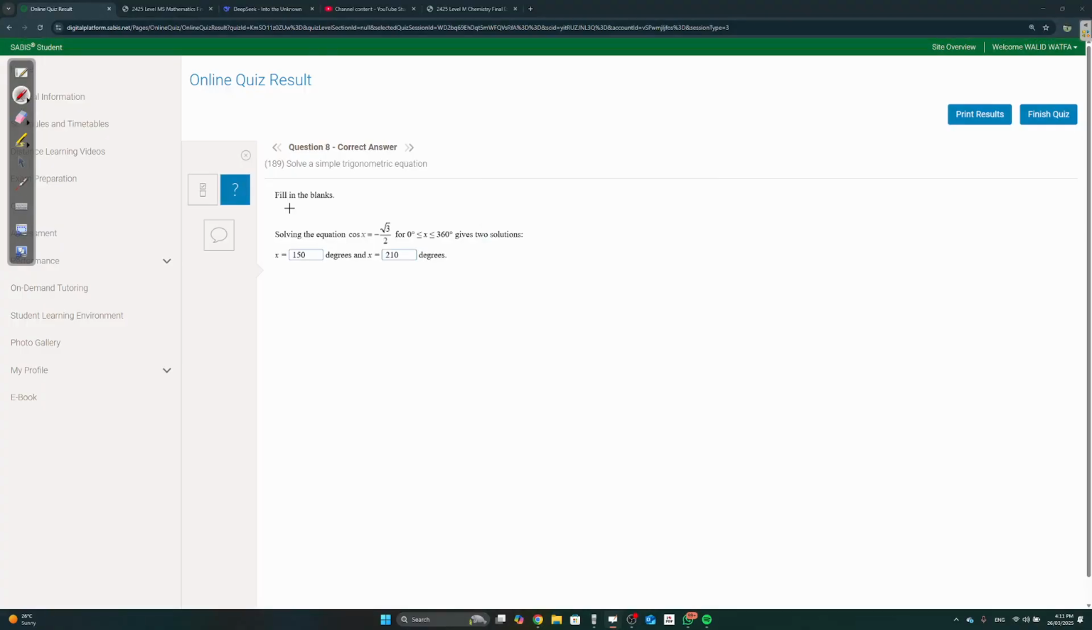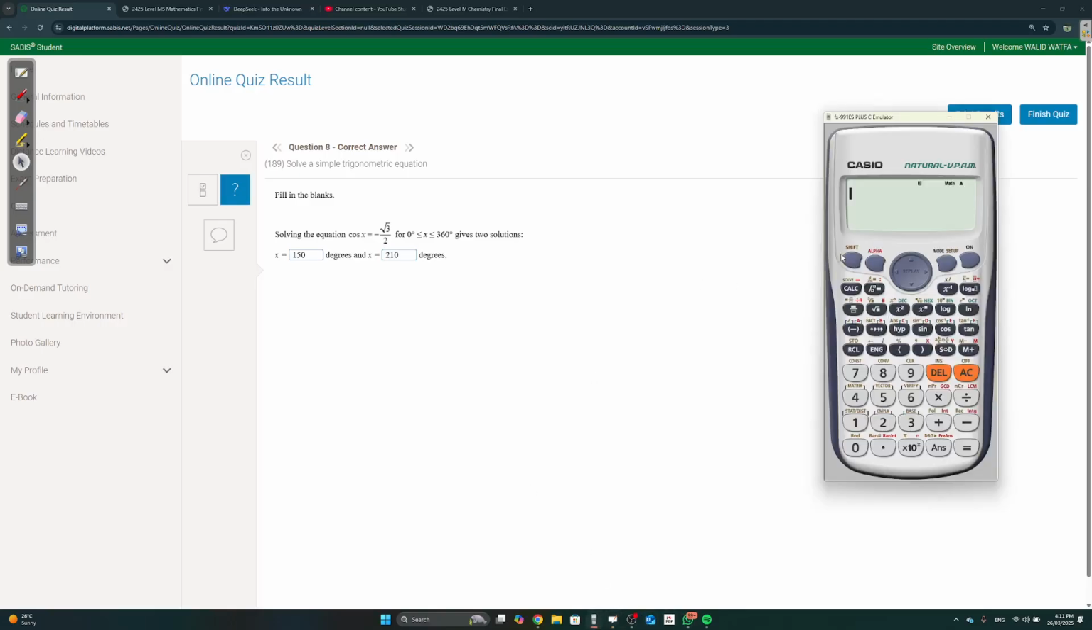Like, for example, say she gives you this in the exam: cosine x is equal to minus root 3 over 2. Obviously, we just do shift cosine of minus root 3 over 2, and you get 150. So you get theta is equal to 150, right?